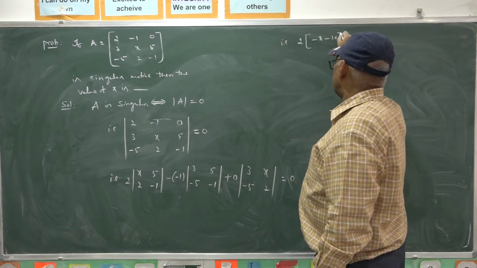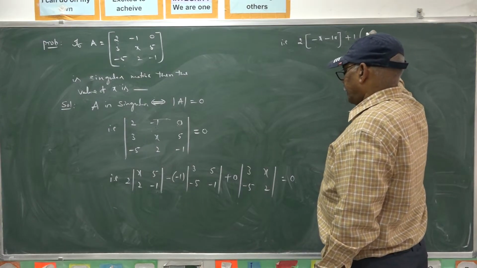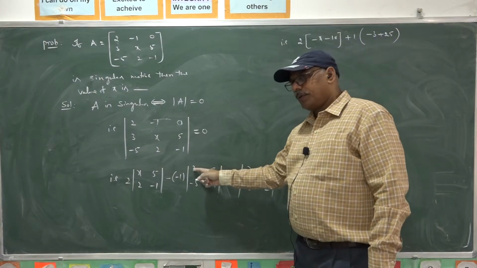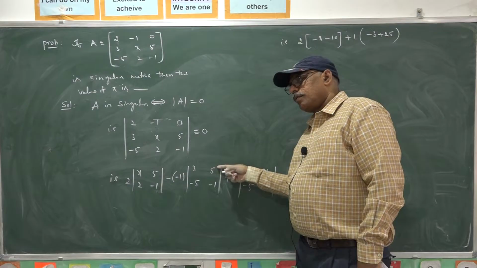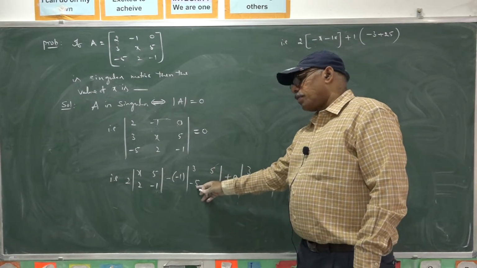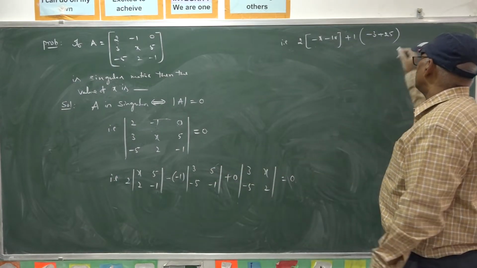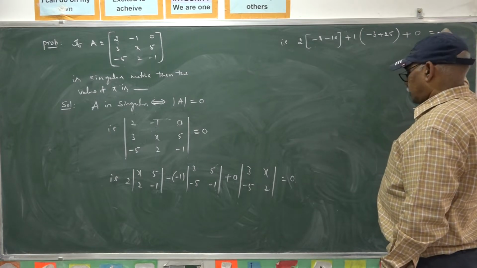minus x minus 10, plus 1 into minus 3 plus 20. Multiplying in this direction you consider plus, and multiplying in this direction you consider minus. So, minus of minus 25 gives us plus 25. Clearly this is 0 into the determinant, which gives us 0, equal to 0.